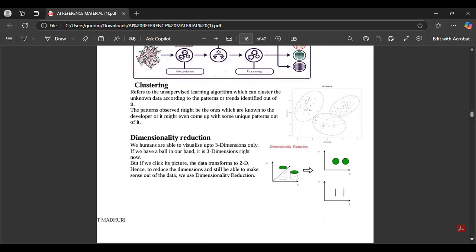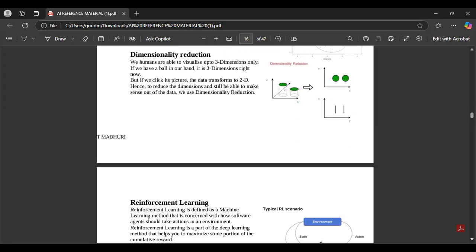Dimensionality reduction also comes under unsupervised learning. We humans can visualize 3D dimensions, but what about systems or AI applications? They cannot visualize that. If you have a ball in your hand, it is 3 dimensions right now, but if you click its picture, the data transforms into 2D. To reduce the dimensions and still be able to make sense of the data, we use dimensionality reduction. When you reduce the size of the objects to represent them from 3D to 2D, the data in them should not be lost. That is dimensionality reduction.